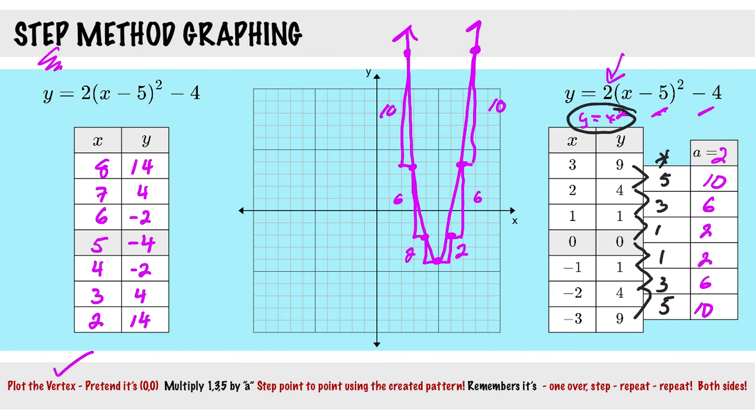So plot the vertex and pretend it's 0, 0. Multiply 1, 3, 5 by whatever value a is. Step point to point using your new pattern. And just remember it's 1 over step, 1 over step, 1 over step on both sides.